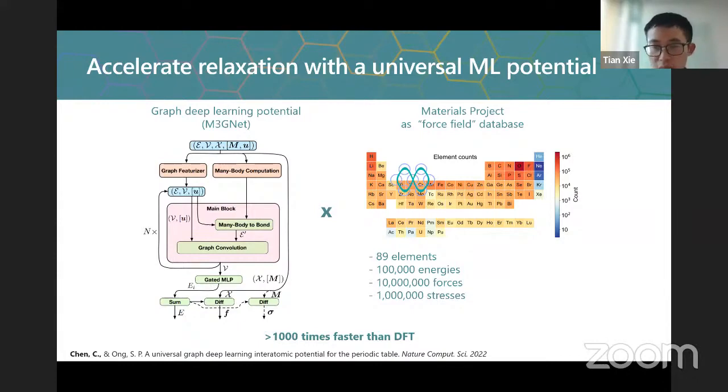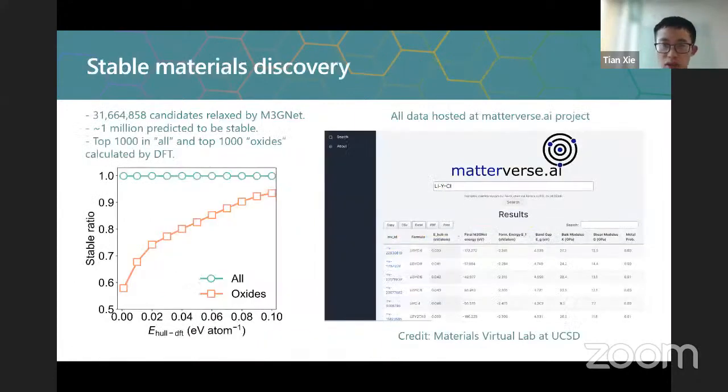They showed that this ML potential can run 1,000 times faster than DFT. So in this work, they used this ML potential to relax all these 32 million candidate materials. They predicted that around 1 million of these materials are actually stable. They selected the top 1,000 candidates, and found that a significant portion of them were verified to be stable using DFT. This created one of the biggest machine-learning-predicted crystal structure datasets out there, which can be accessed from this website called matterverse.ai.